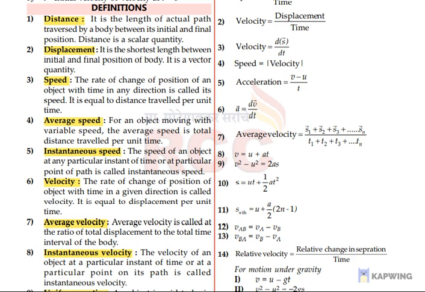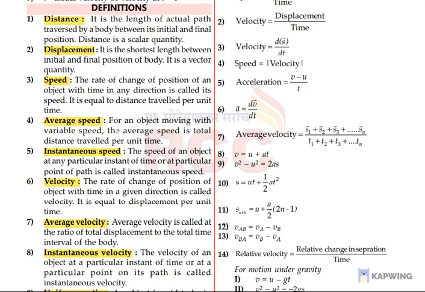Next, speed. The rate of change of position of an object with time in any direction is called its speed. It is equal to distance traveled per unit time.